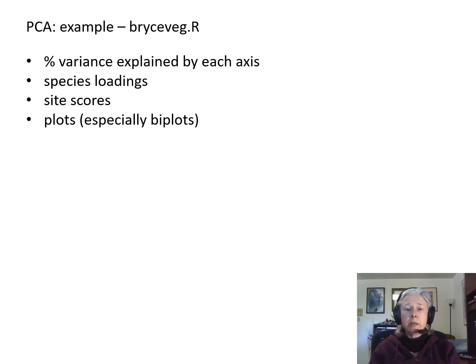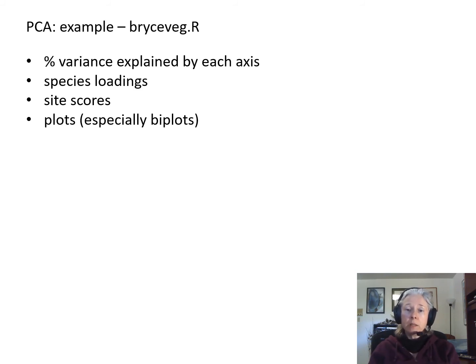So in PCA, remember that there are 4 pieces of output that we're looking for. First is the percent variance explained by each axis, and hopefully the first 2 axes account for at least 60% of that variance. If it doesn't, then the PCA probably isn't going to be very informative. Then you want to look at the species loadings and the site scores in order to determine which species and sites are the most influential.